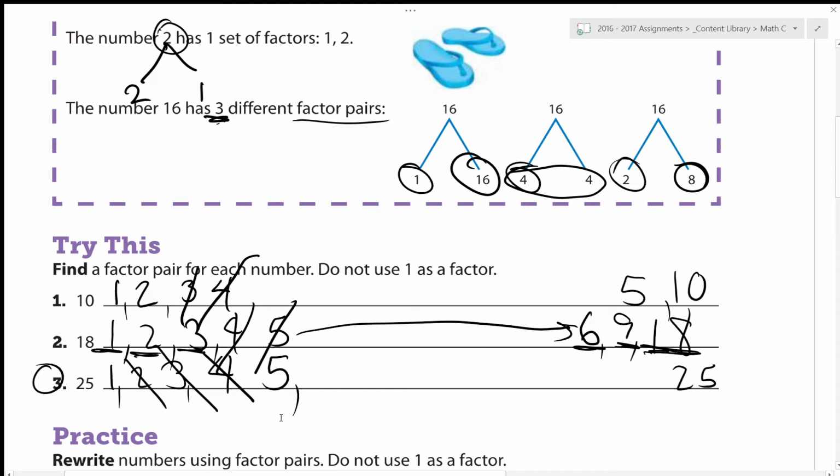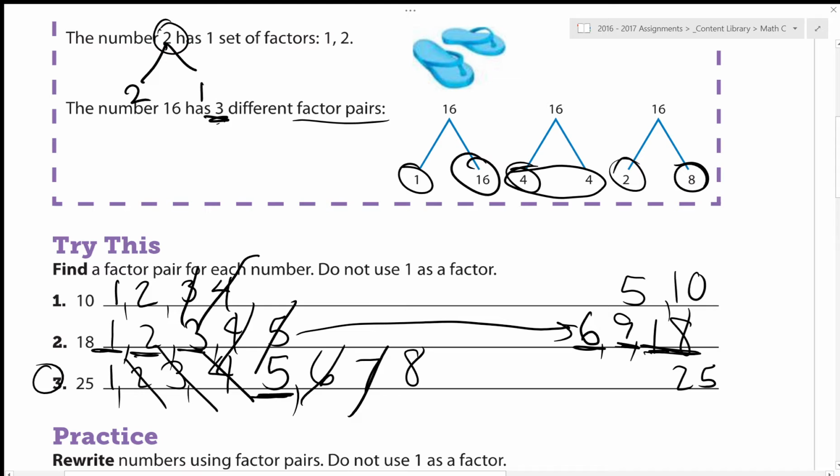And it's 5 times 5. So I'm going to underline it because it's twice. Is 6 a factor of 25? So we've got 6, 12, 18, 24, 30. So 6 is not a factor. 7, 14, 21, 28. 7 is not a factor.